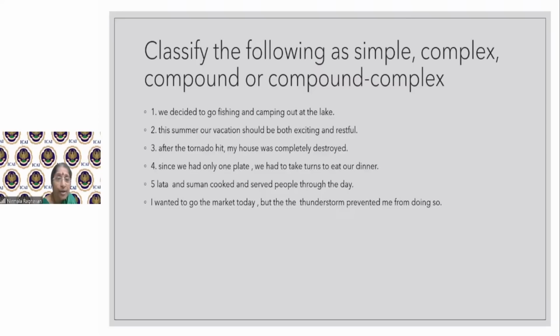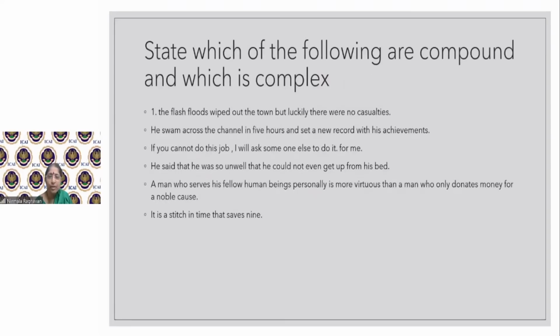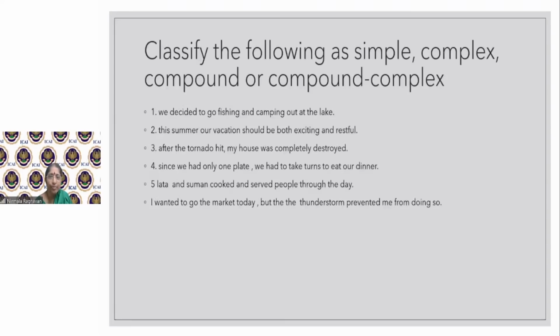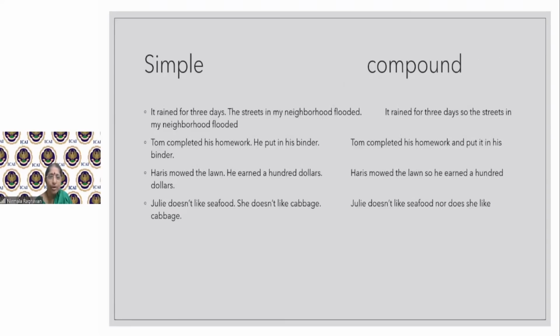Which one, Rohani? Julie sentence. Well, here in the fourth sentence, not here. Julie is not in this sentence. Which one are you talking about? Oh, here. Julie doesn't like seafood. She doesn't like cabbage. Julie doesn't like seafood, nor does she like cabbage.